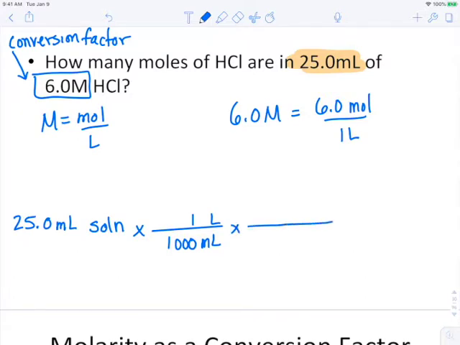All right, from here, we're going to put in our molarity as a conversion factor. So we have liters on the bottom, moles on the top. The reason I have the liters on the bottom is because I had liters on the top before. And for every 1 liter, 6.0 moles. So any questions on how I set this up or how we're using molarity as a conversion factor? Okay, go ahead and take a moment and calculate out how many moles of HCl there would be in 25.0 milliliters of solution.